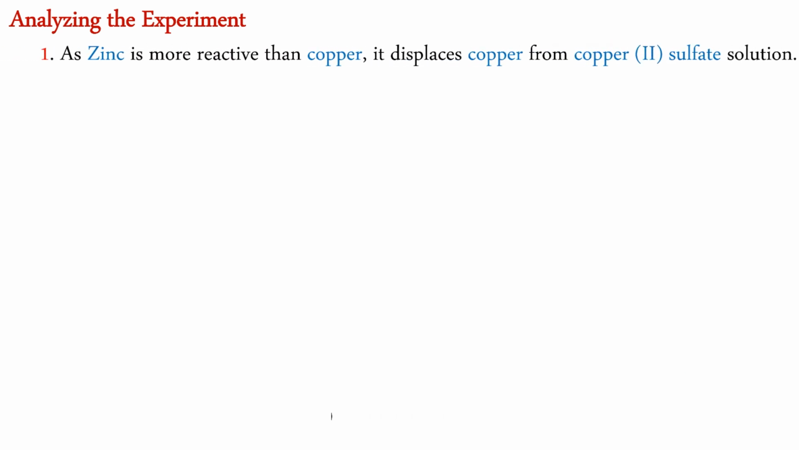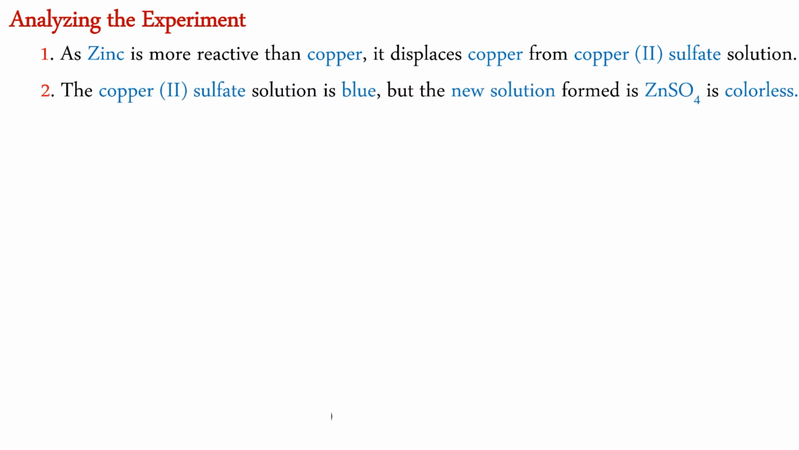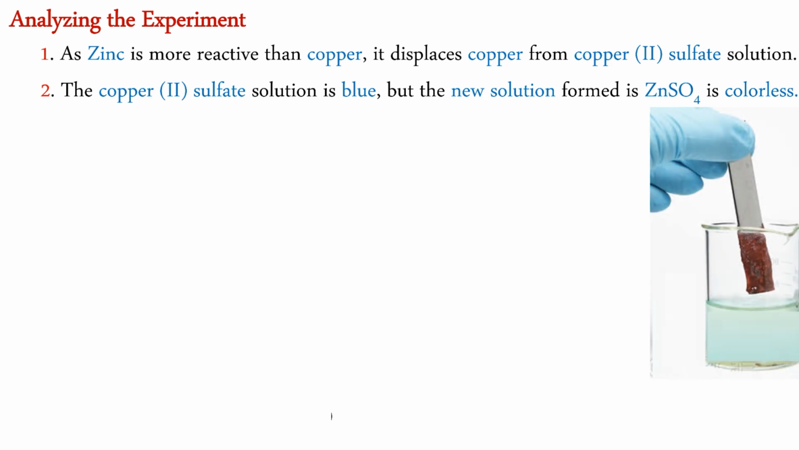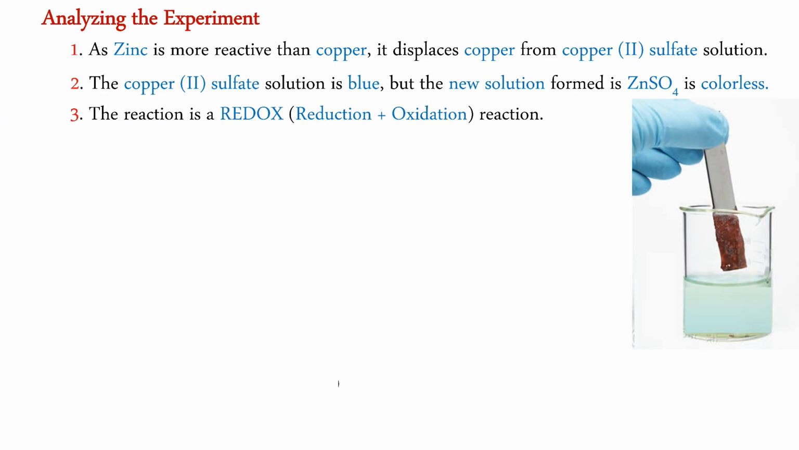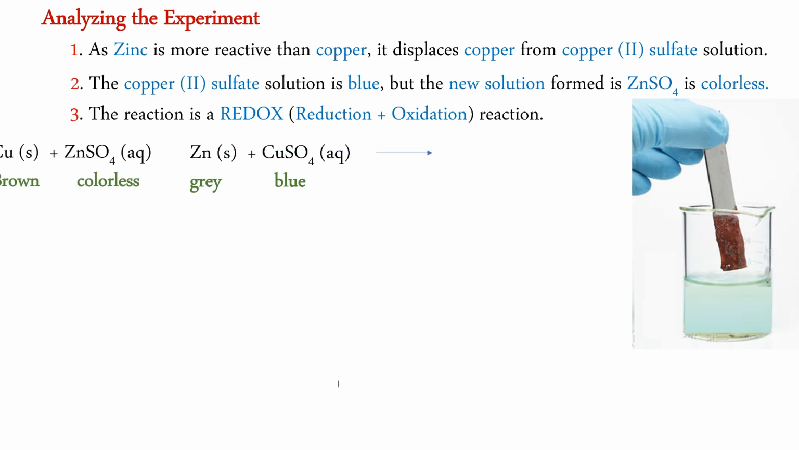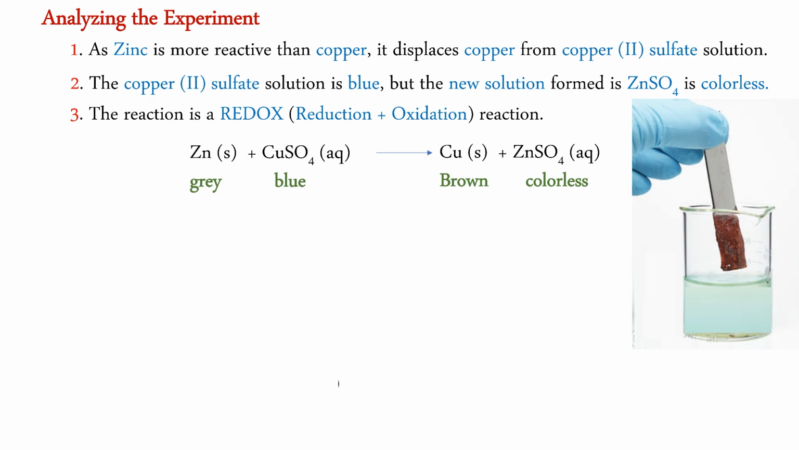As zinc is more reactive than copper, it displaces copper from copper 2 sulfate solution. The copper 2 sulfate solution is blue, but the new solution formed is zinc sulfate, which is colorless. The reaction is a redox reaction, both oxidation and reduction together. We show with the equation zinc, the gray solid, and blue copper sulfate solution. The reaction produces copper metal and zinc sulfate.